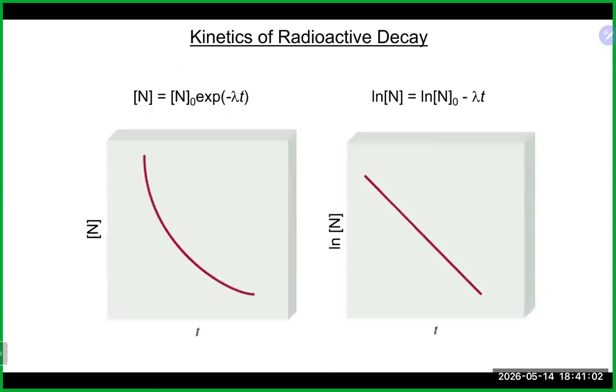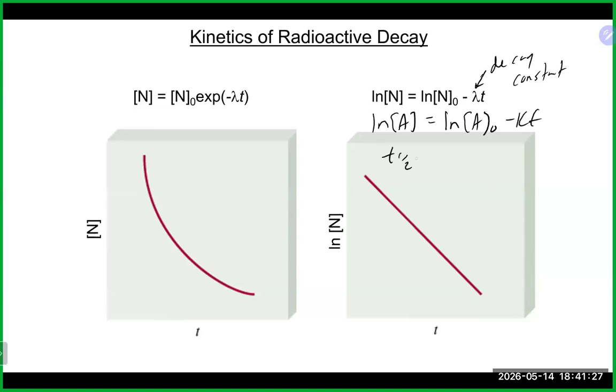Now, very often you also sometimes see lambda used instead of k for the decay constant. Sometimes nuclear chemists like their own little symbols. But I think most books nowadays will still go with the traditional kinetics symbols, and you can as well.